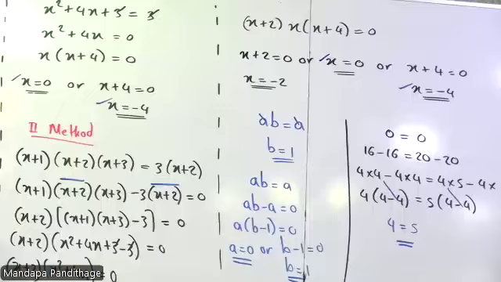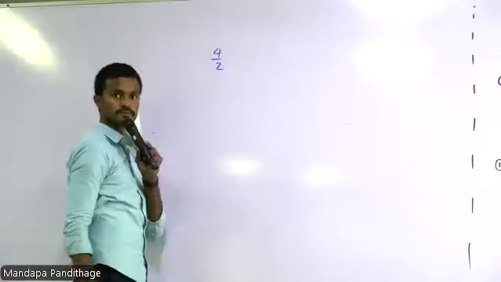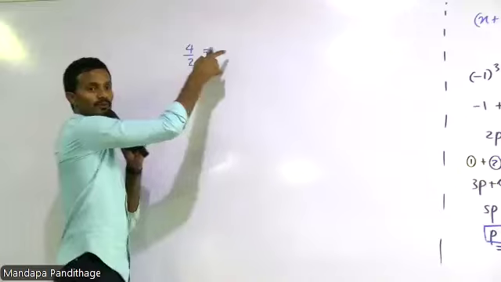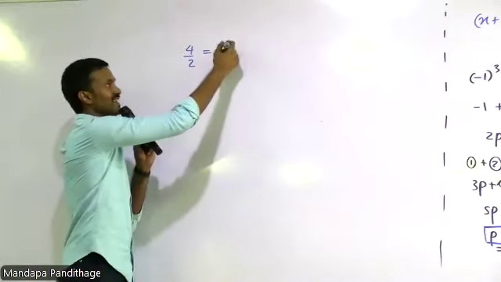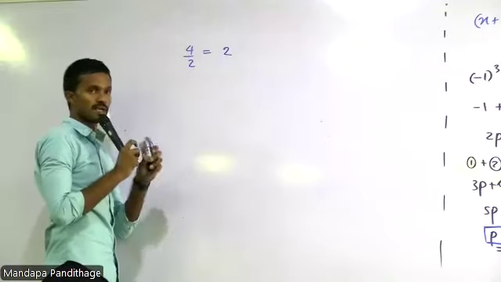Now I'm taking a small example. I'm starting from a small example. 4, I'm dividing 4 by 2. 4 by 2. It's equal to 2. Okay, so this is what I'm going to do.